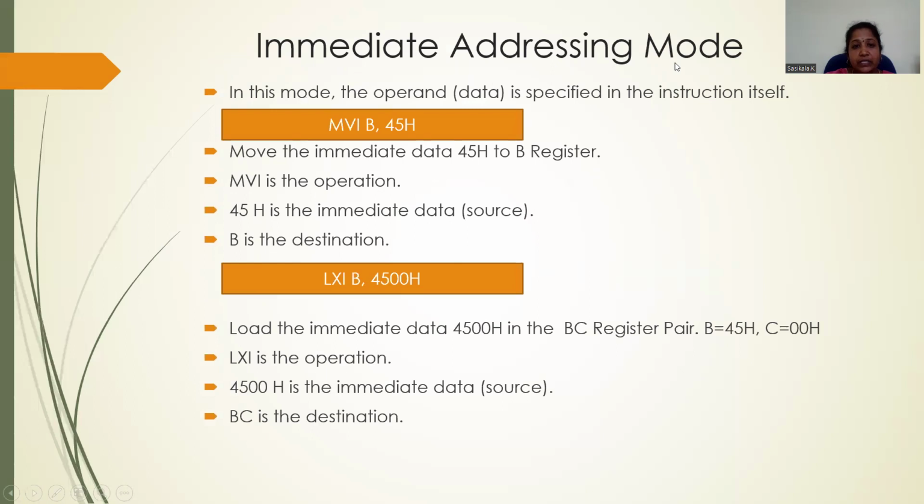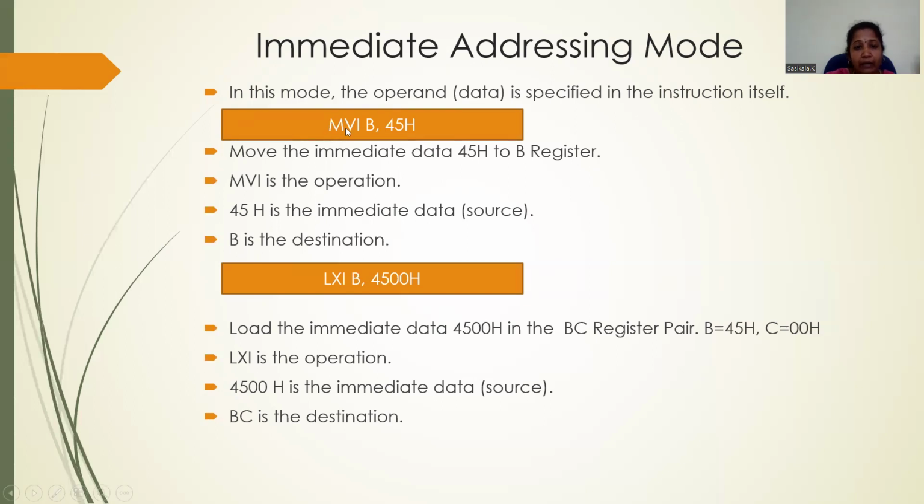First, the immediate addressing mode. In this mode, the operand, that is the data, is specified in the instruction itself. For example, MVI B, 45. Normally, if an I is given in the instruction, then it is called immediate addressing mode. This I stands for immediate data. That is, the data is available in the instruction itself.